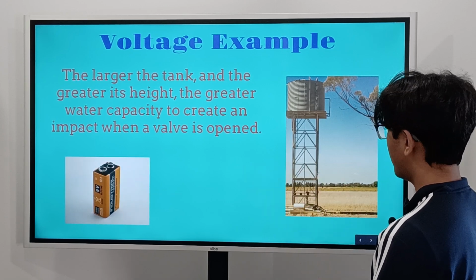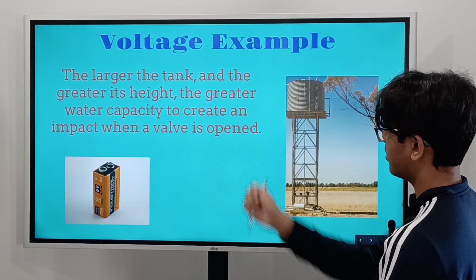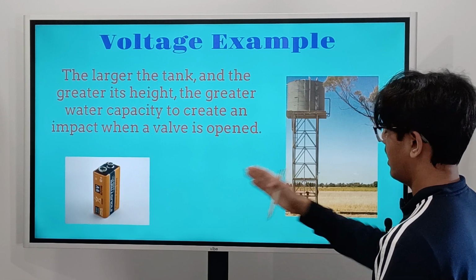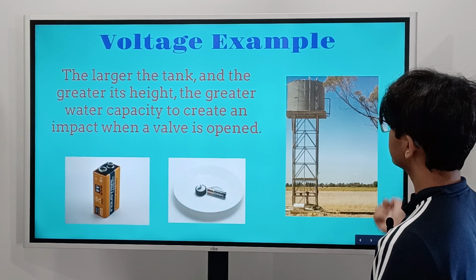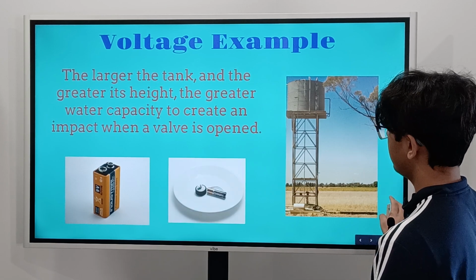So if we see in this battery, one side will have more, so let's say the positive terminal will have more push, and then that will push the electrons to flow more freely. So that's just a quick voltage example to give more understanding.